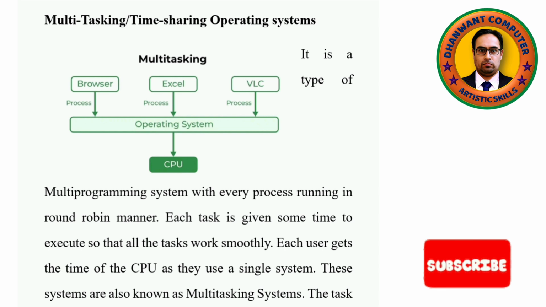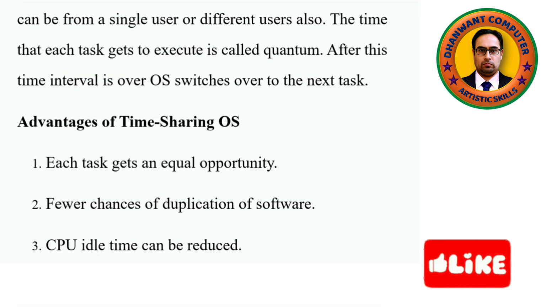3. Multitasking/time sharing operating systems. It is a type of multi-programming system with every process running in round-robin manner. Each task is given some time to execute so that all the tasks work smoothly. Each user gets the time of the CPU as they use a single system. These systems are also known as multitasking systems. The task can be from a single user or different users also. The time that each task gets to execute is called quantum. After this time interval is over, OS switches over to the next task.